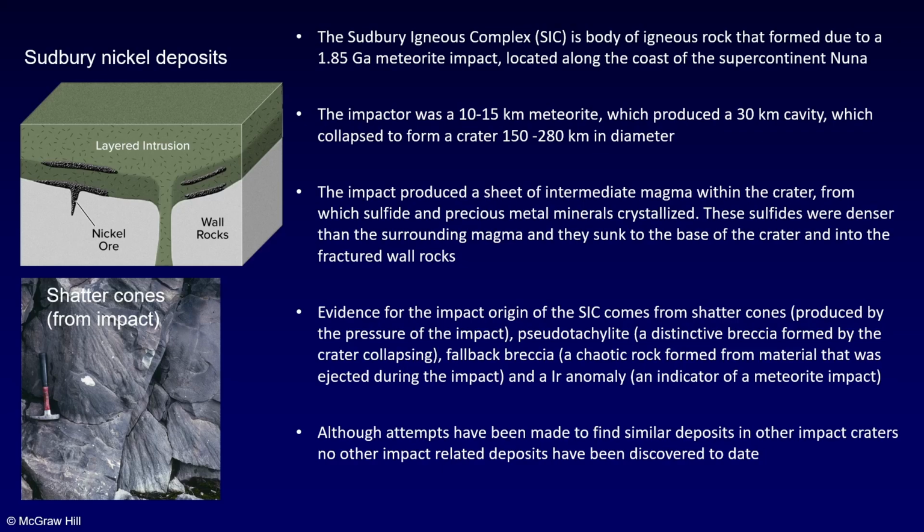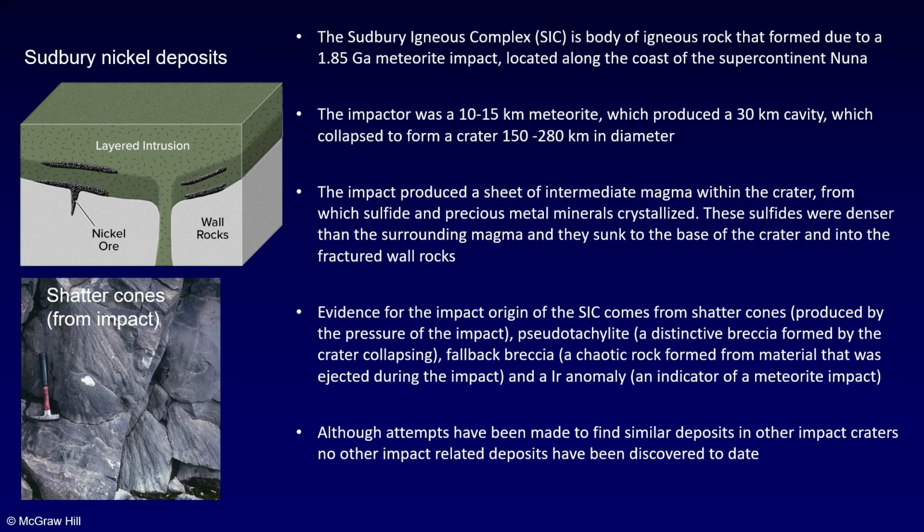We also see the development of something which is referred to as pseudotachylite, and it's a type of breccia that's formed by the sides of the crater collapsing. We also see something referred to as fallback breccia, and this is a type of rock which is produced when all the material that got blasted into the atmosphere by the impact falls back into the crater, and it creates a layer of rock which is referred to as fallback breccia.